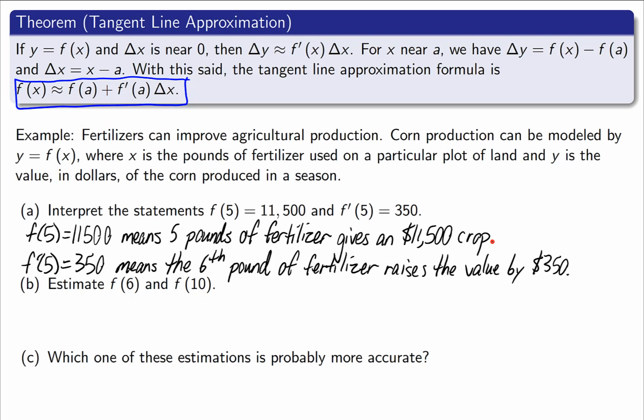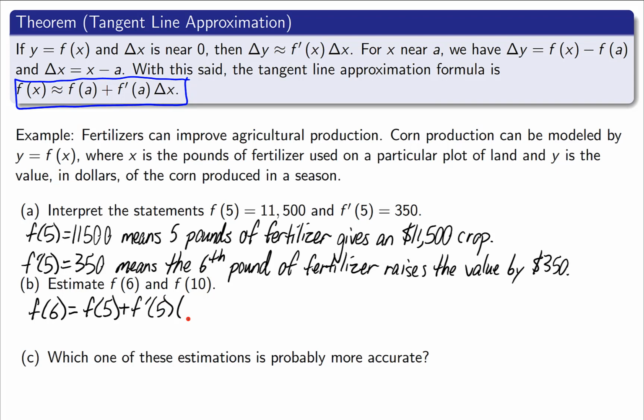Now let's use a tangent line approximation. If we want to estimate f of 6 and f of 10, what we're going to do is just add these things together, assuming that it keeps the same trend over time. For f of 6, this is as accurate as we can get because it's really just one mark away. But for f of 10, we'll talk a little bit further. The formula requires us to use data that we have. So the formula up here is f of a plus f prime of a times delta x. I'll explain each of those as we go, but we're starting with f of 5 and f prime of 5.